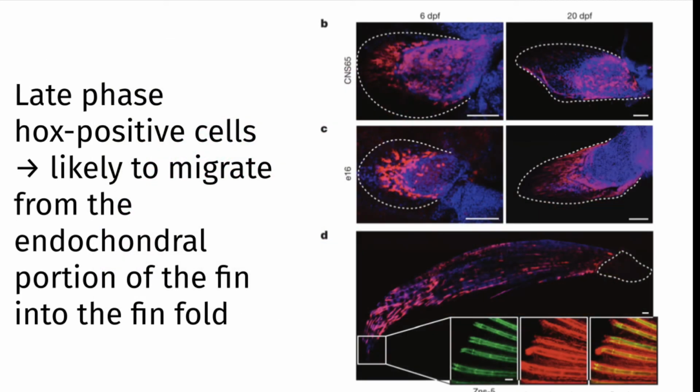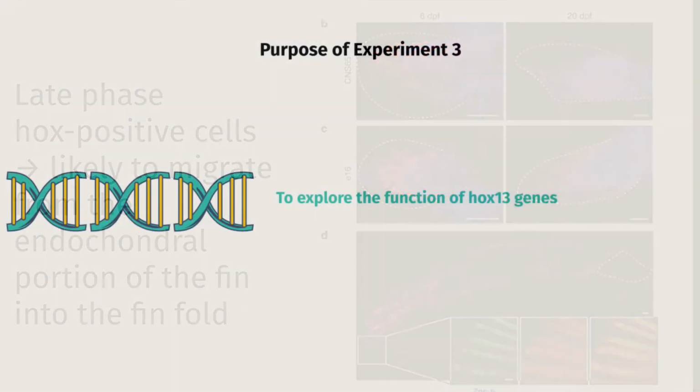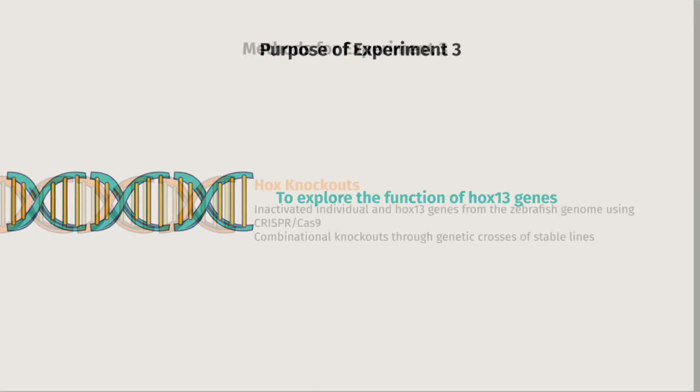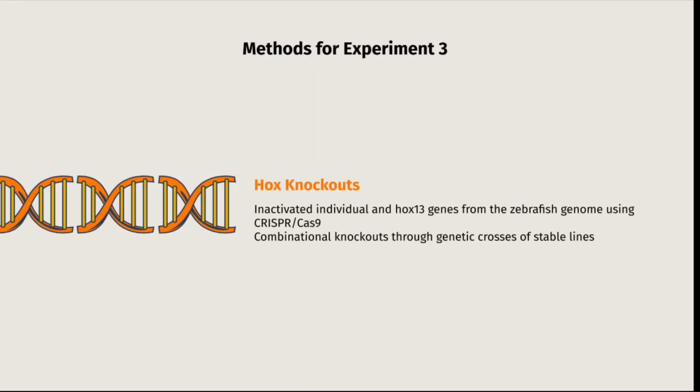Since the E16 enhancer is only present in the distal endochondral disc, and the labeled cells end up in the fin rays of the adult, late phase Hox positive cells are likely to migrate from the endochondral portion of the fin into the fin fold, so that's migrating out. So the researchers then wanted to determine the function of Hox13 genes. And they did this by performing knockout experiments on Hox13 genes in the zebrafish using CRISPR-Cas9.